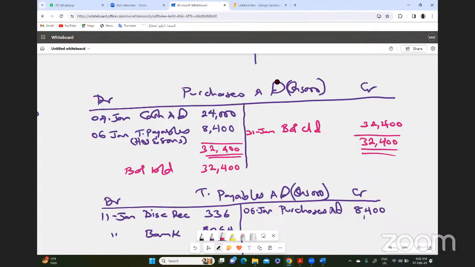32,400. And that will be a balance brought down on which day? On 1st of what? Of Feb. On 1st of Feb.